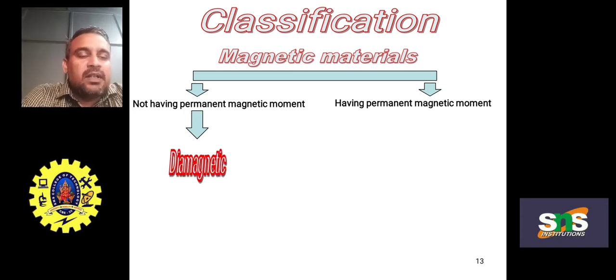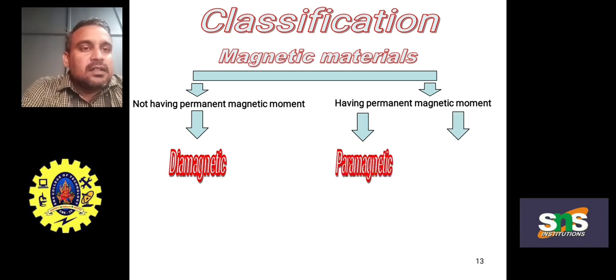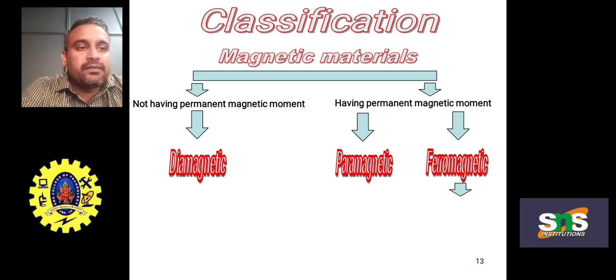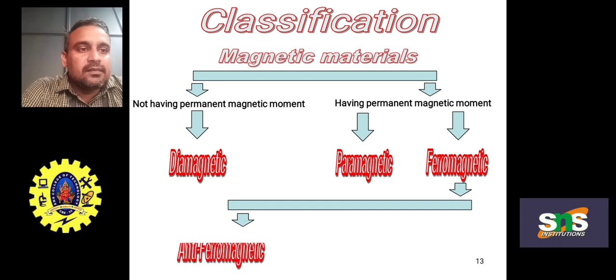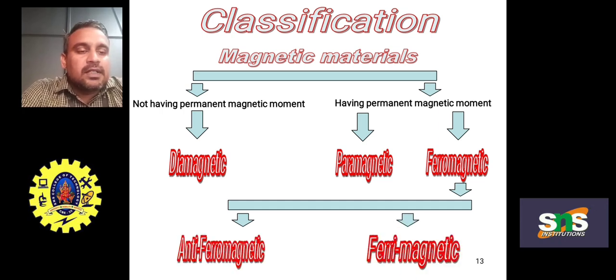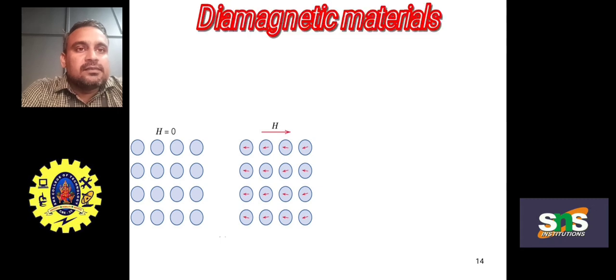The example for not having a permanent magnetic moment is diamagnetism. Then, having a permanent magnetic moment, the examples are, first, paramagnetism, and second, ferromagnetism. And there are also two other types of materials, antiferromagnetism and ferrimagnetism.